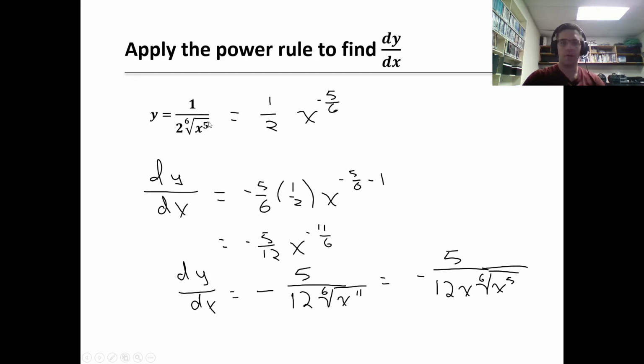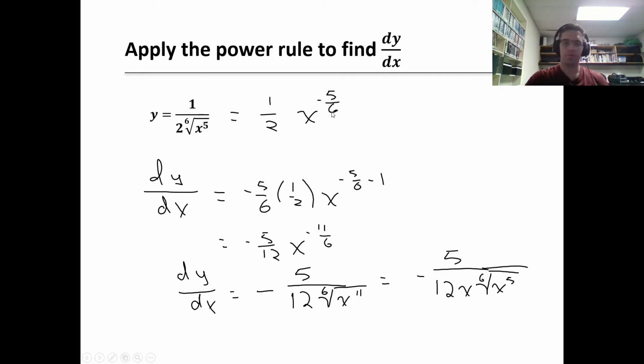Okay, here's another one. So if y is equal to 1 over 2 times the 6th root of x to the power of 5, we can write this with a rational exponent. Because our x variable is in the denominator, it's going to be a negative exponent. And we can take the 6th root to the power of 5 and write that as a rational exponent, 5 over 6. And you can usually see those numbers translate from radical form to exponential form nicely as a fraction.